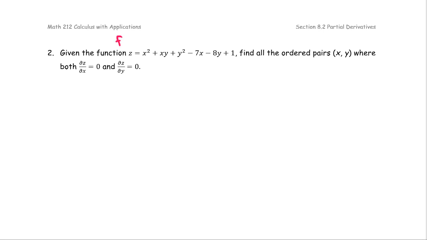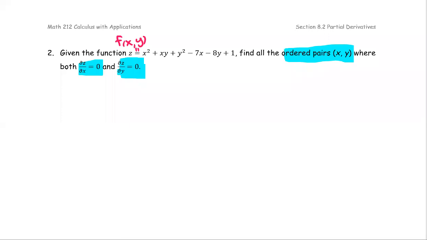As the function f of x, y, a function of two variables, we're going to find all ordered pairs in the form of x comma y where the partial derivative of z with respect to x equals 0 and the partial derivative of z with respect to y equals 0. This is the process of finding the critical values that we're going to see in the next section.